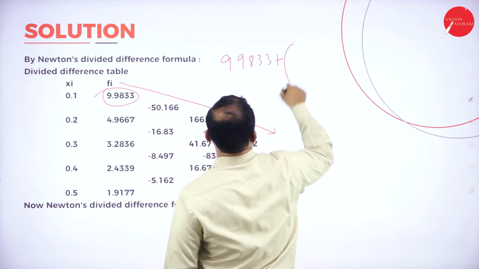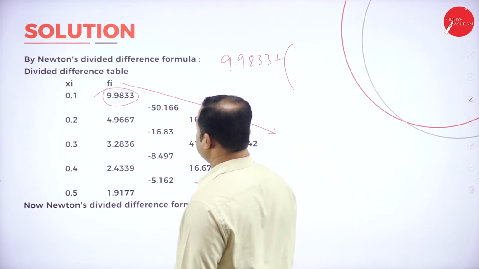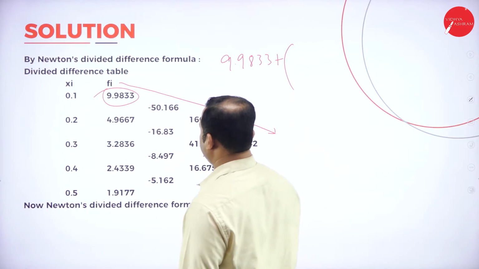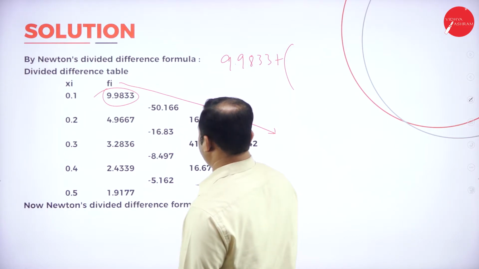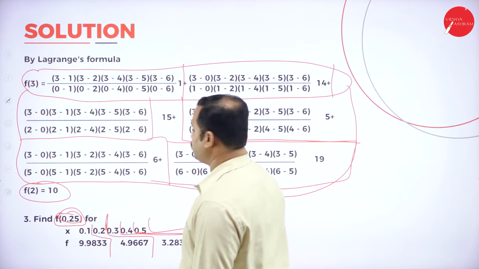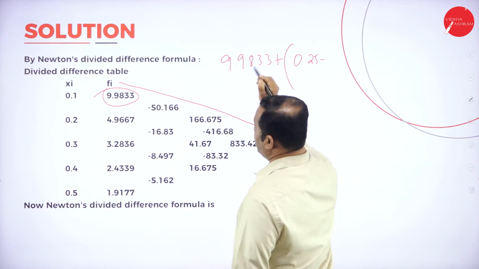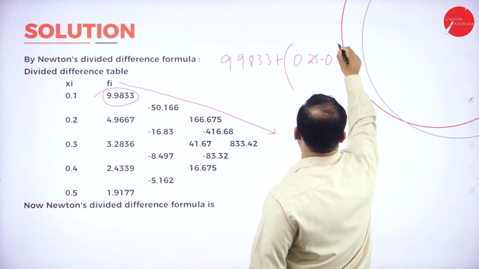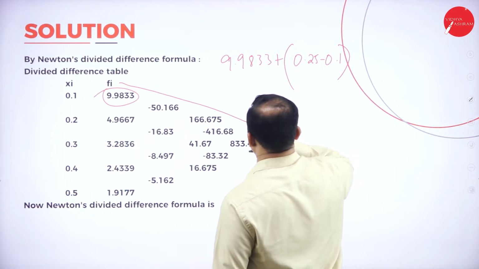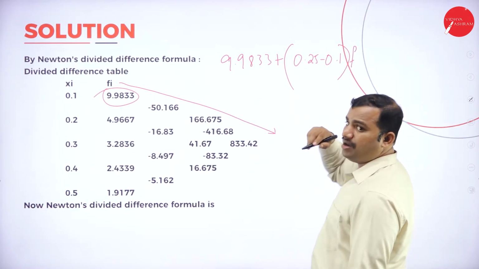9.9833 plus x minus x0. What is the value of x here? It is 0.25. What is the value of x? It is 0.25. So 0.25 minus x0 means 0.1. This term is to be multiplied by f of x0 comma x1.